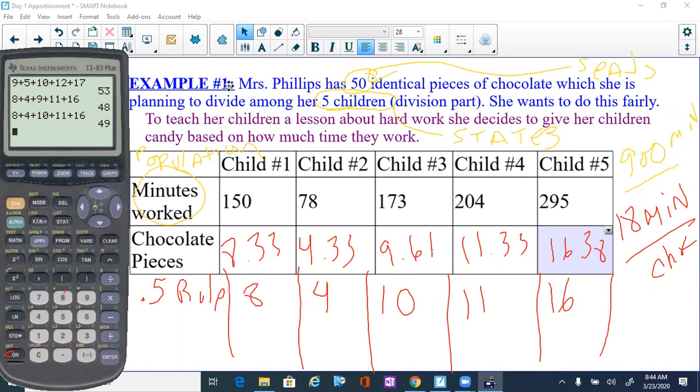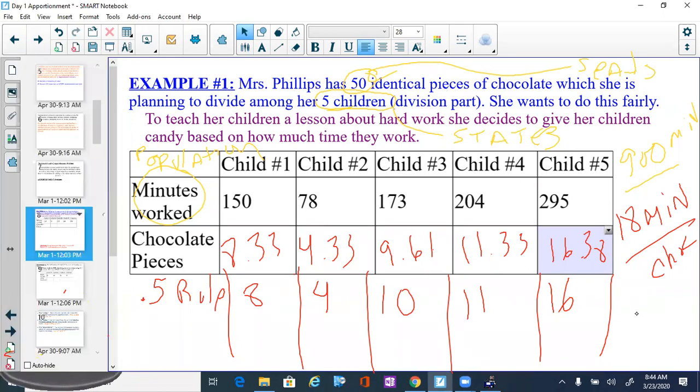So once again, we've done 3 different rounding methods, and we end up with 3 different answers. The upper quota gave too much, the lower quota gave too little, and now we're at our normal 0.5 rule that we're used to using, rounding up or down, and we're still 1 piece of candy short.